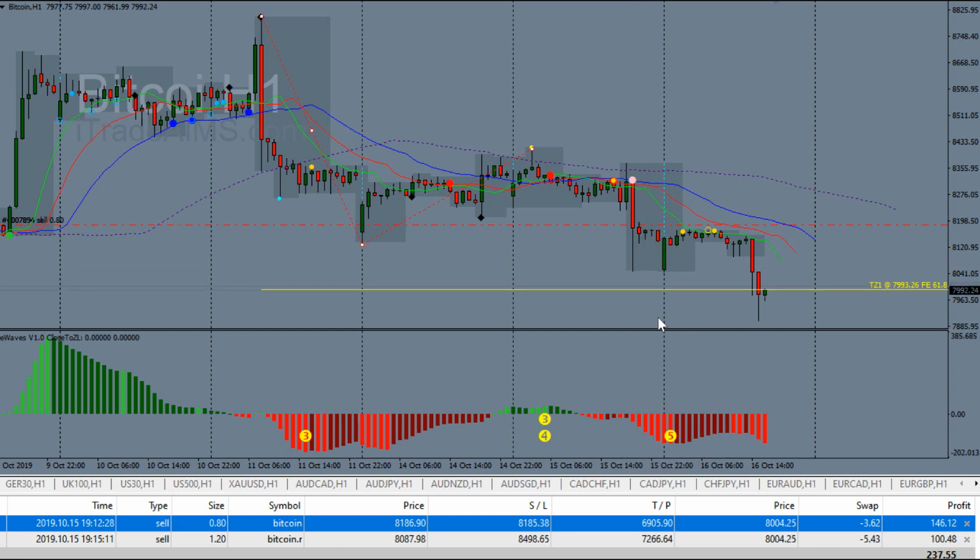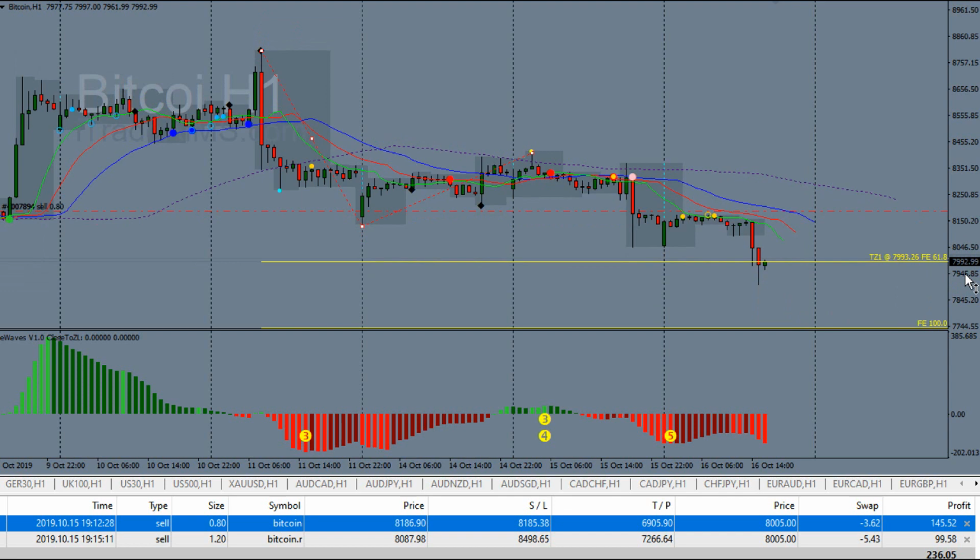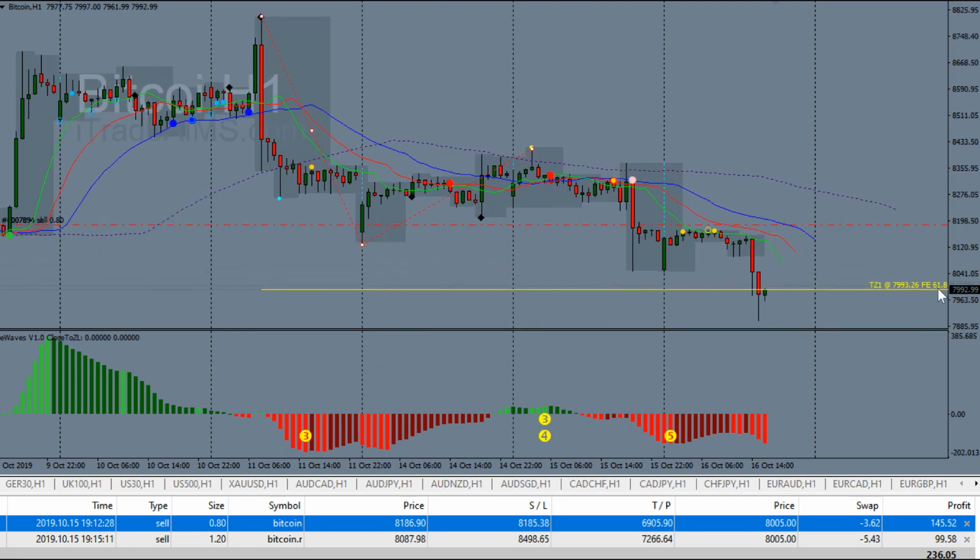So this is the wave 5. Inside the wave 5, this would be its third wave, and this would be the 505. So it's hit my target. I can now exit here pretty nicely. My target is far away, but this is the trade. This is the exit which I should take. So I'm going to take the exit and bank £145.